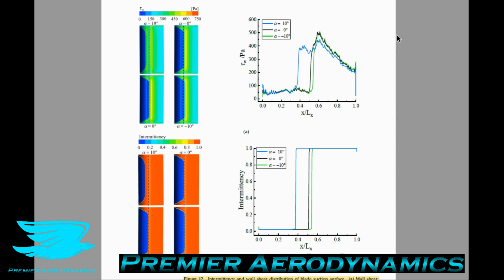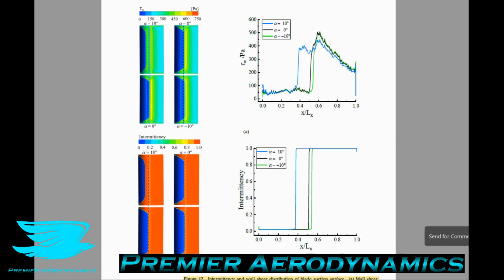So the same transitional location and its variation trend with angle of attack could be obtained from the intermittency distribution as well. So again, the intermittency shows as you increase angle of attack, the more and more of the airfoil is going to be under turbulent flow. The transition point is going to move towards the leading edge more.